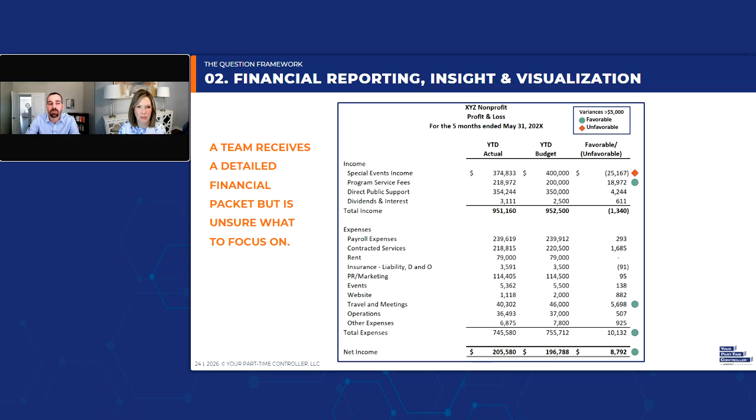A team often receives a detailed financial packet, but it isn't sure what to focus on. It's just a lot of numbers on a lot of pages. I was on the board of a nonprofit, and the financial report we received was 24 pages long. And this was a pretty straightforward, mid-sized organization with only one program. There was so much detail that even after poring over all the reports, I still had no idea if the organization was actually in a good or bad financial position.